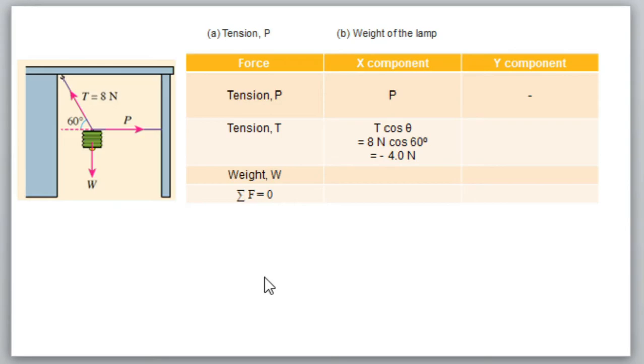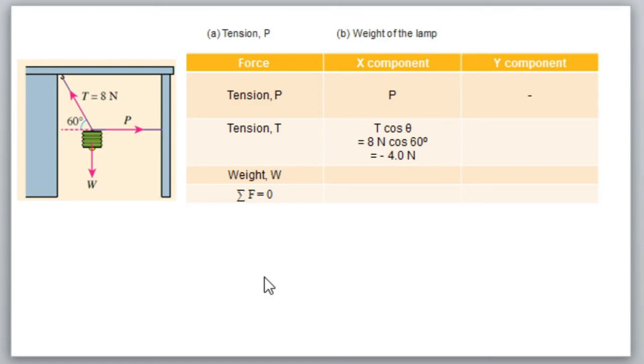So in X component, it is T cos theta and T is 8 Newton cos 60 degree. So the answer will be negative 4 Newton. Why is it negative? Because it is at the negative X axis. How about Y component? So the Y component of the T is T sin theta. Answer is positive 6.93 Newton. It is positive because it is at the direction of positive Y.